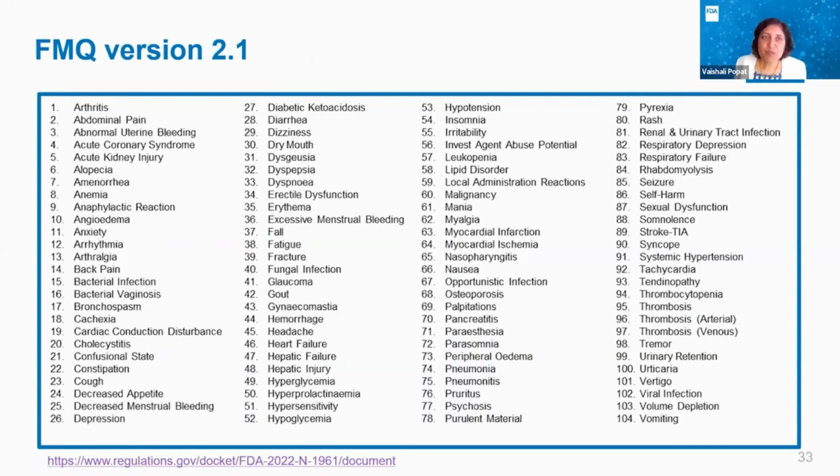So here are the 104 FMQs that are developed. I have linked to the docket here. You can get to the detailed document for each preferred term within all these FMQs at that detailed document. We are also hoping to get your feedback.